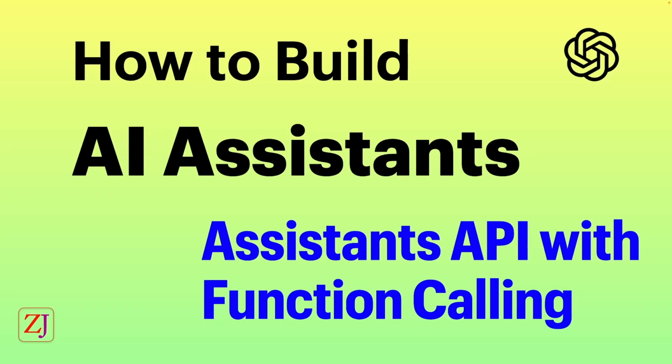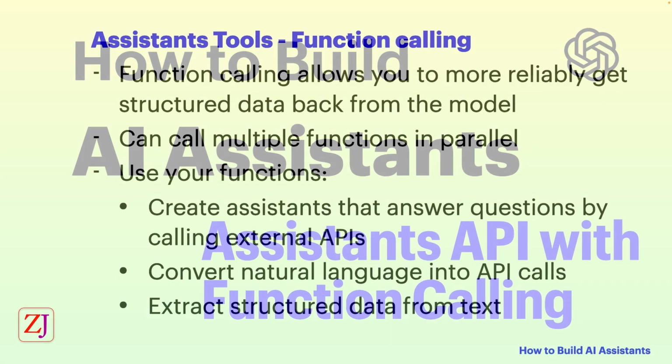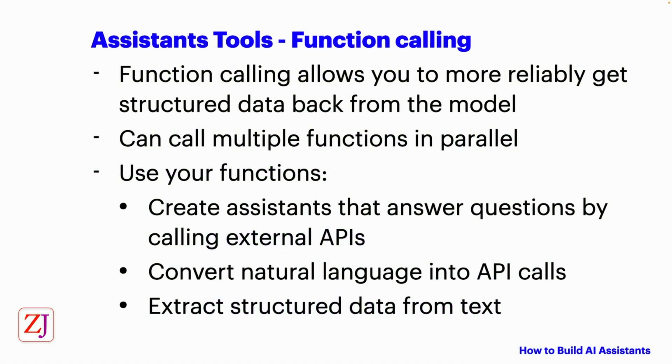Welcome to this lesson in function calling. Function calling allows you to more reliably get structured data back from the model. It can call multiple functions in parallel. You can use your functions to create assistants that answer questions by calling external APIs. You can convert natural language into API calls and extract structured data from text.